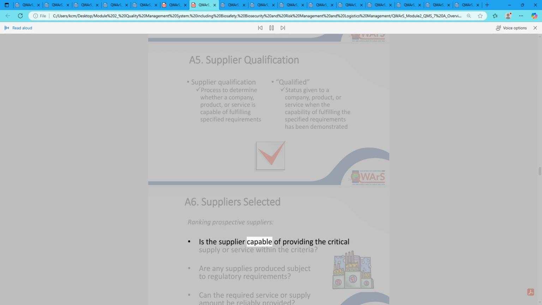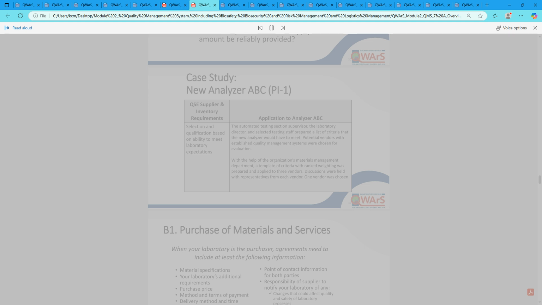Is the supplier capable of providing the critical supply or service within the criteria? Are any supplies produced subject to regulatory requirements? Can the required service or supply amount be reliably provided?